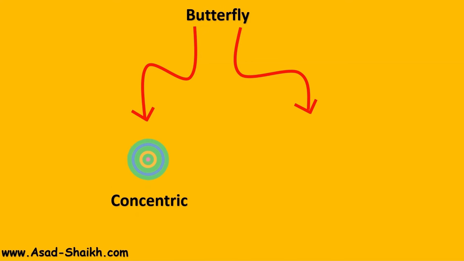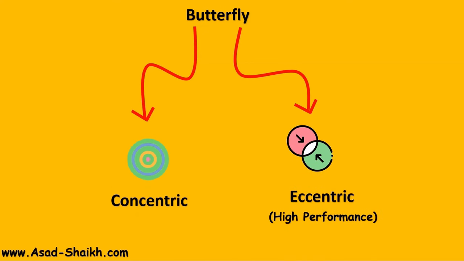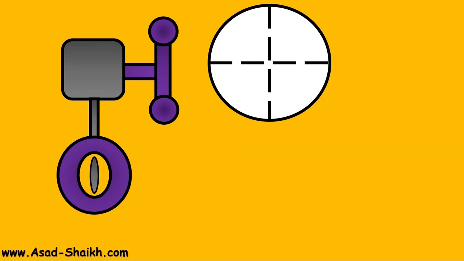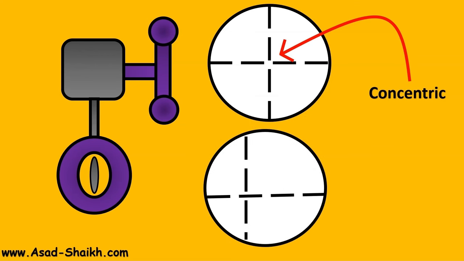One is the concentric design and the other one is the eccentric design. Let us look into this basic design concept. For example, here I have a butterfly valve. Now if the shaft is exactly at the center, then we call it a concentric design. If the position of the shaft is changed, by one position, two positions, depending on that, we call this single offset, double offset, triple offset valve. So these offsets come under the eccentric design. Basically it is not at the center, and thus the name eccentric design.